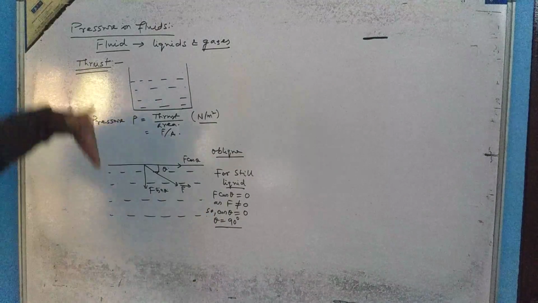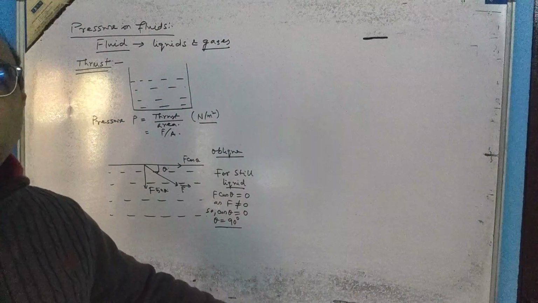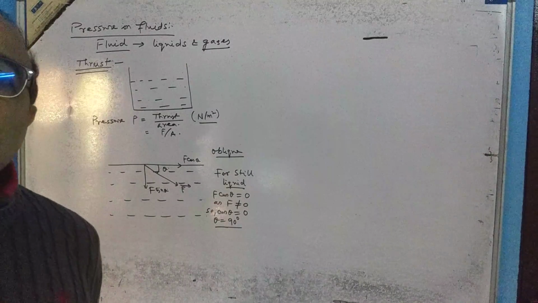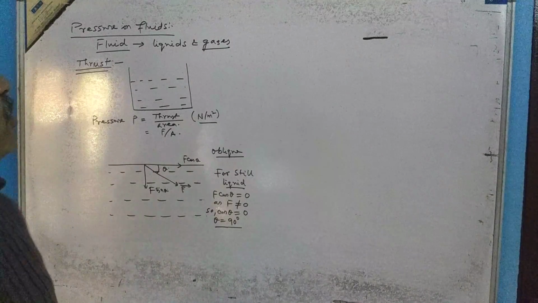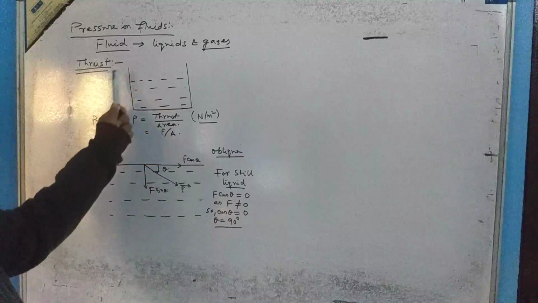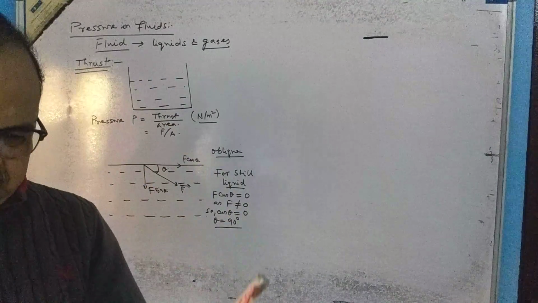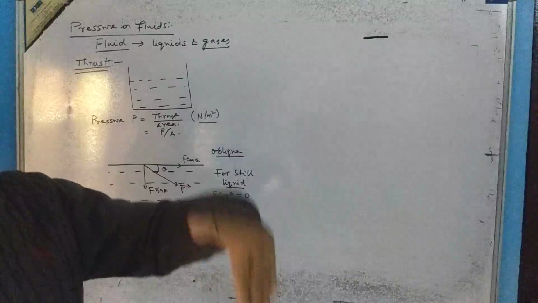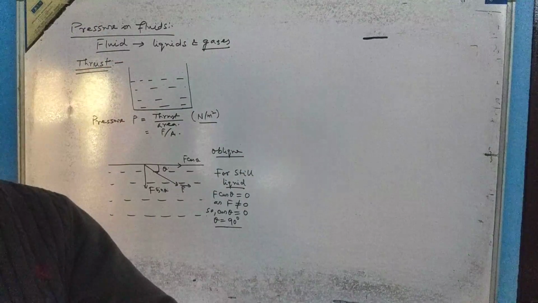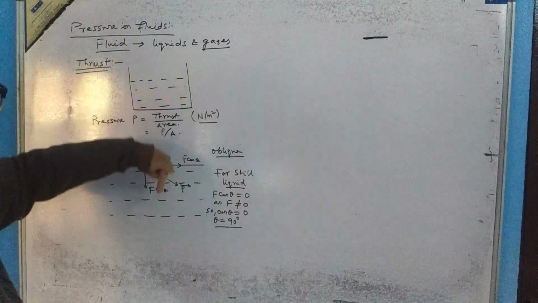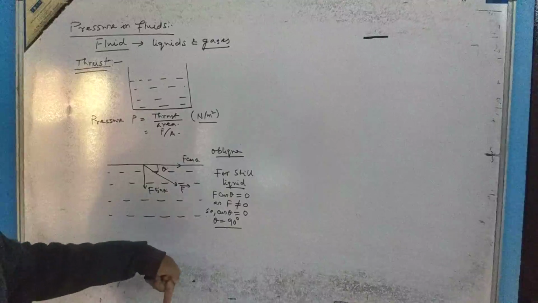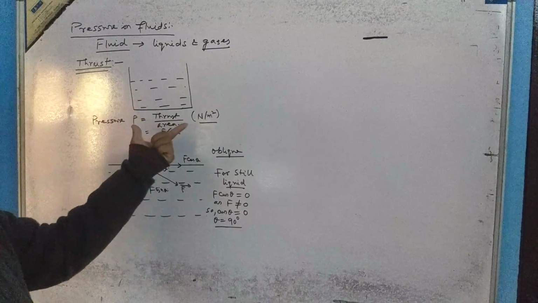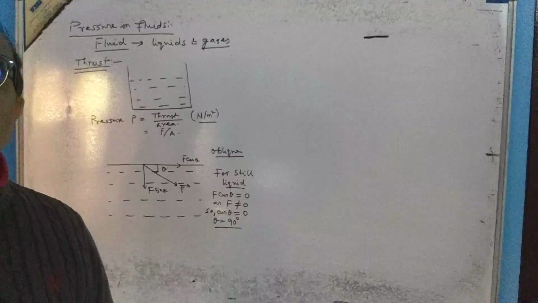That means the force will be acting perpendicularly. The force must be acting normally. So mind this, whenever a still liquid is placed in a beaker or any container, it will always apply the thrust perpendicularly. That's why I am taking thrust in the perpendicular direction like this, normally. And here theta will be 90 degrees and the area will be taken as the area of the base.